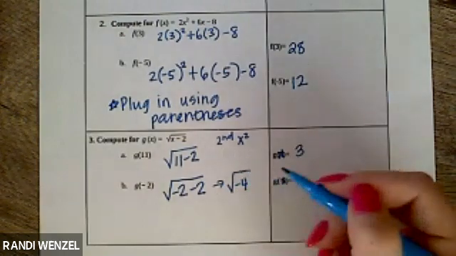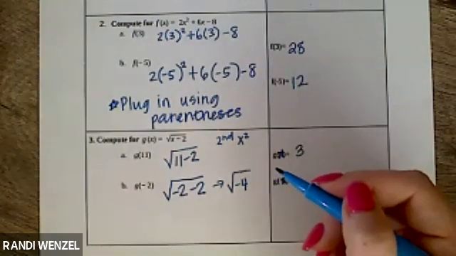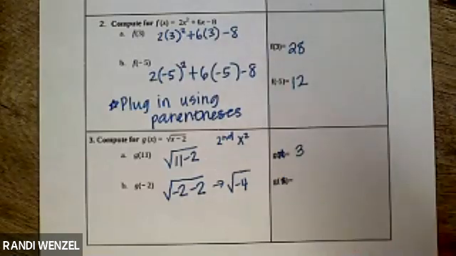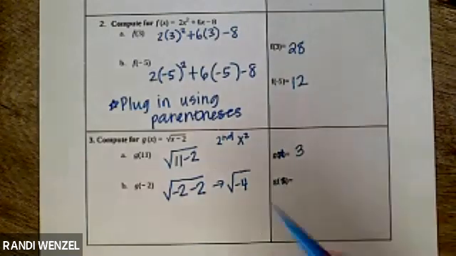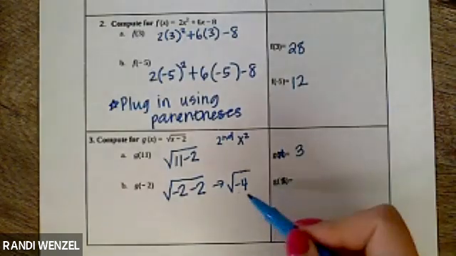I don't know if you remember from our lesson the other day, mixing up my days. The other day we talked about domain and range. You can't take the square root of a negative. So this actually has no solution.